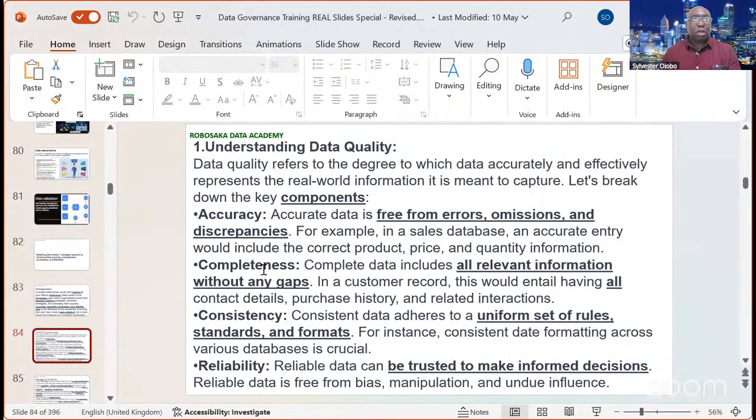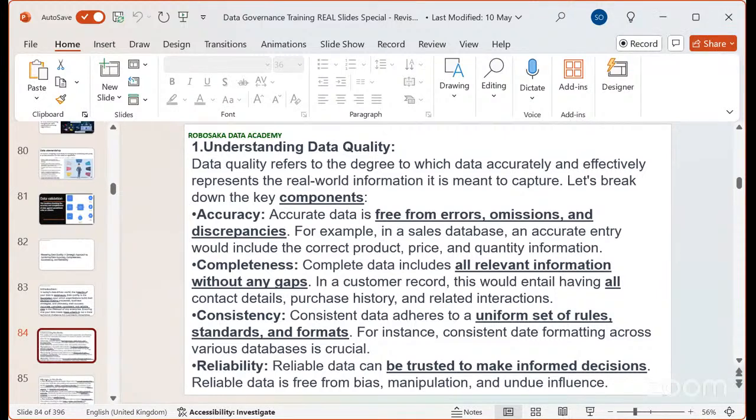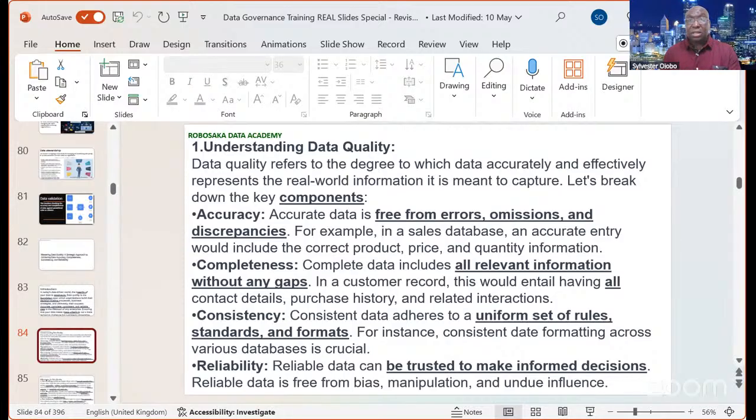That being said, understanding data quality is very important. Let's talk about the areas when we mention data, like the dimensions. It is important that we know the dimensions properly, so that you know the degree to which data quality can be ensured. First of all, accuracy. Accurate data simply means free from what? Free from error, omissions, discrepancies. When data is accurate, that means free from error, omission, discrepancy.